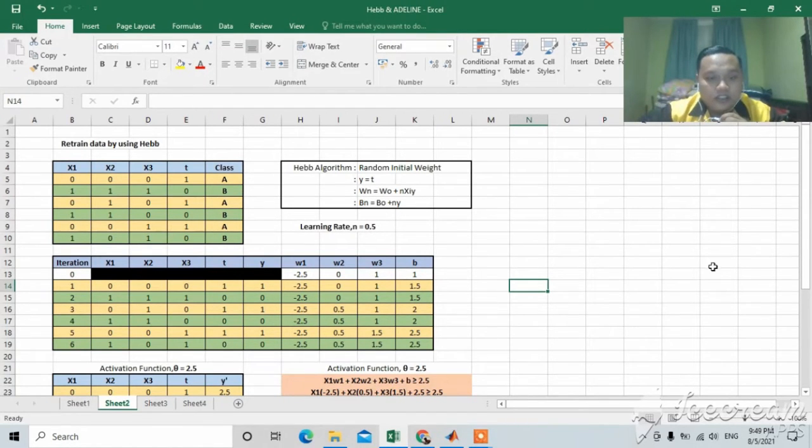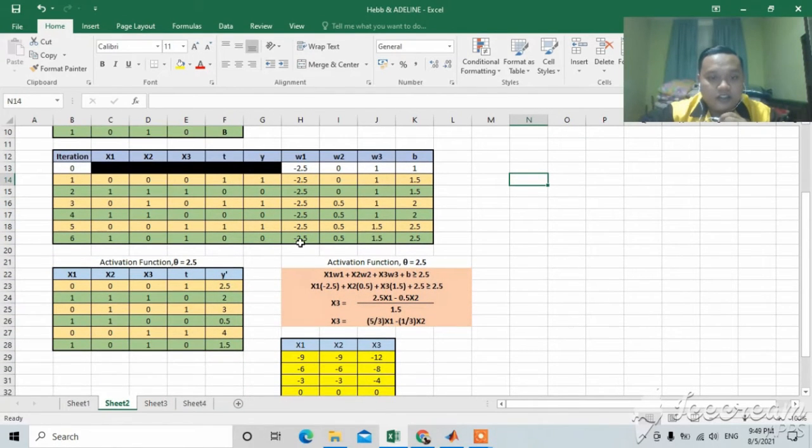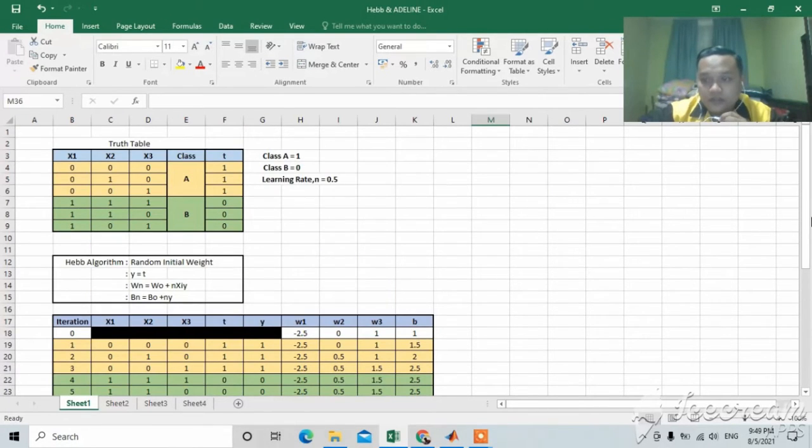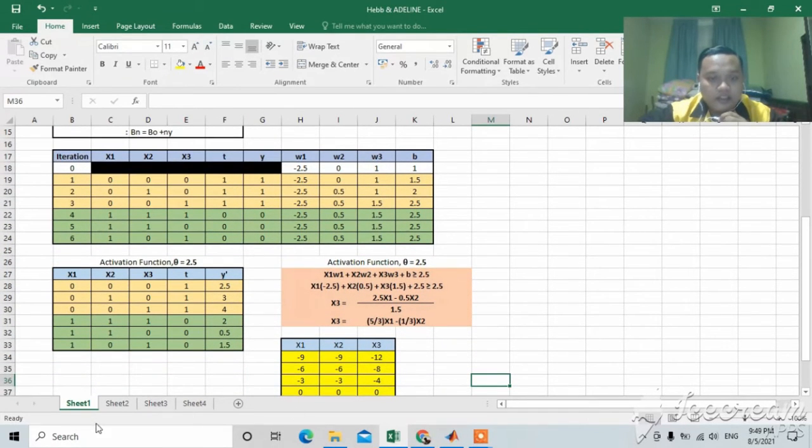So this is the table that we got, and the final answer that we get is negative 2.5 for the weight 1, and for the weight 2 is 0.5, and the weight 3 is 1.5, and for the bias we got 2.5, and this value is the same as the train value, right here, it's the same.